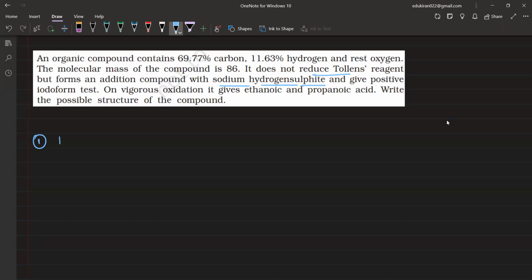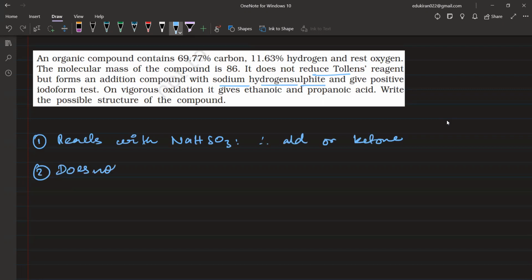So first thing is that it reacts with NaHSO3. Therefore, aldehyde or ketone. Second, does not react with Tollens reagent, therefore not aldehyde, hence ketone. Hence it is what? It is ketone. Now what it is saying, on vigorous oxidation it gives ethanoic and propanoic acid.